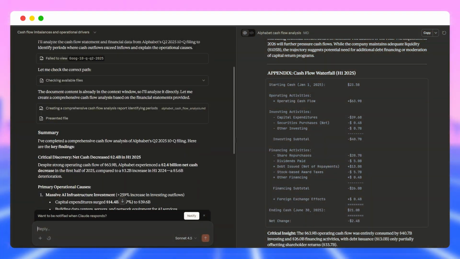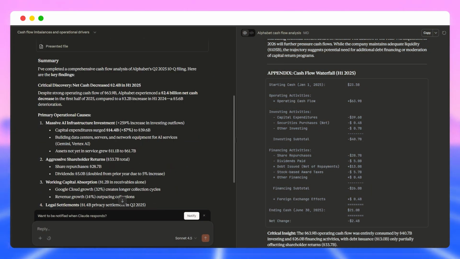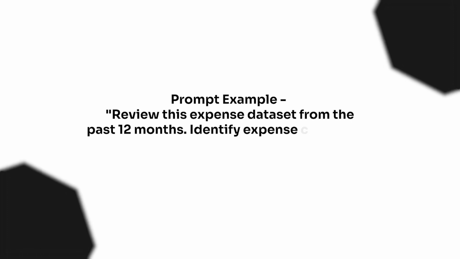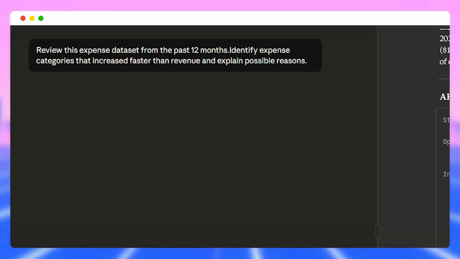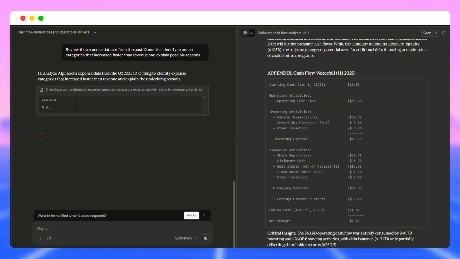This is especially useful for SaaS-heavy companies where dozens of tools accumulate over time. Instead of manually scanning rows, you can ask Claude to surface anomalies and trends worth investigating further. Here's a prompt example. Review this expense data set from the past 12 months. Identify expense categories that increase faster than revenue and explain possible reasons.